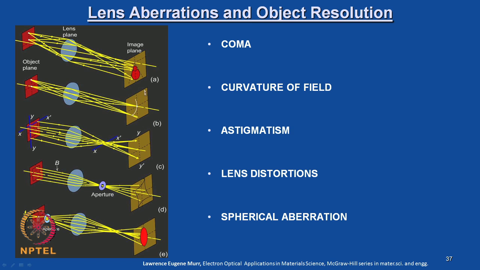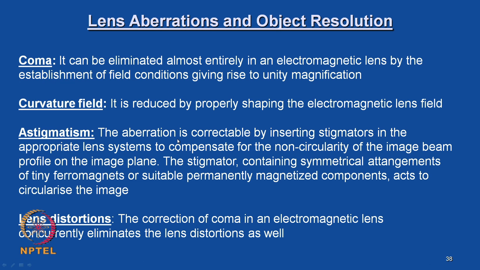I will not describe them in detail because you have already seen them. If you have a doubt, you can go back to that lecture, look at all these individual defects, and make yourself clear about this. It is the same thing. I will only discuss how these defects are taken care of in this electron optical system.